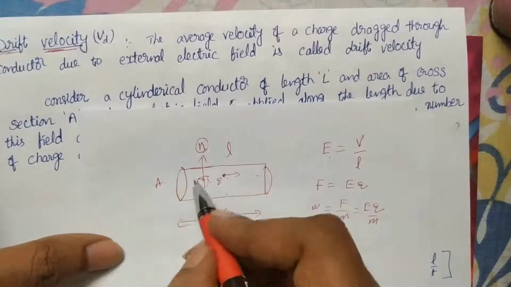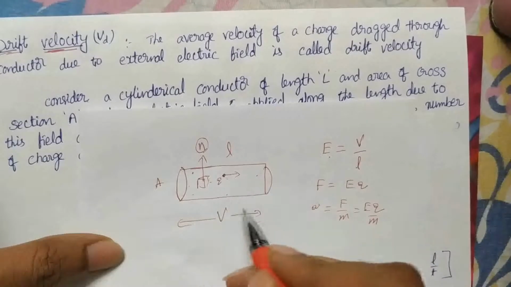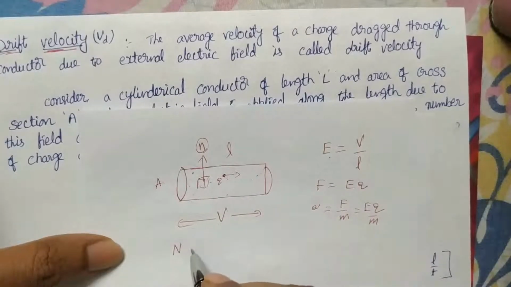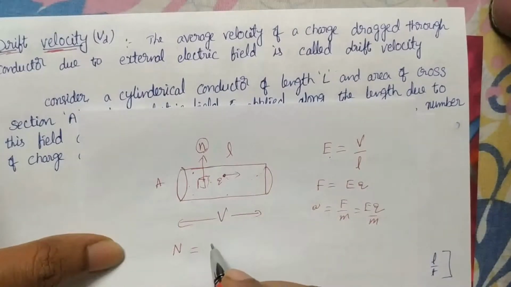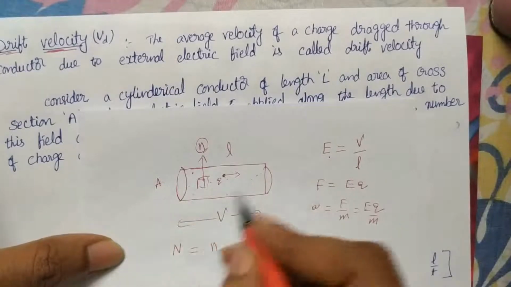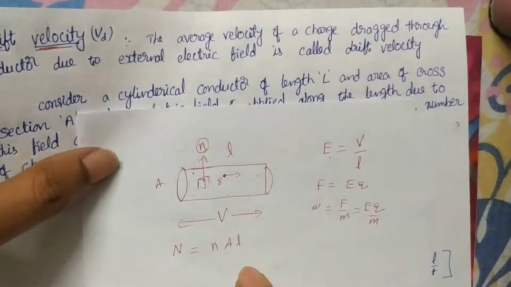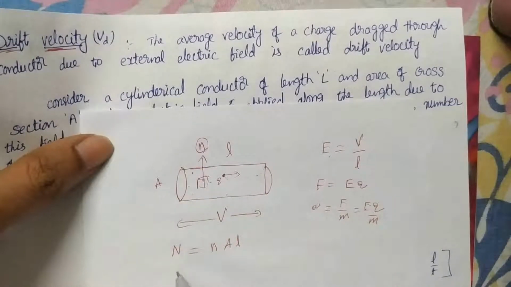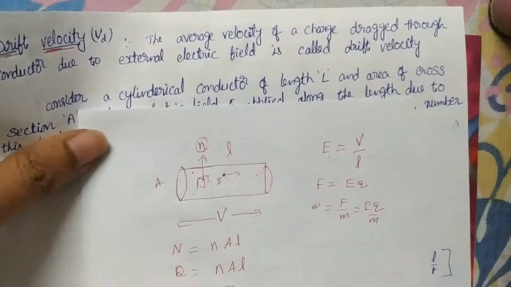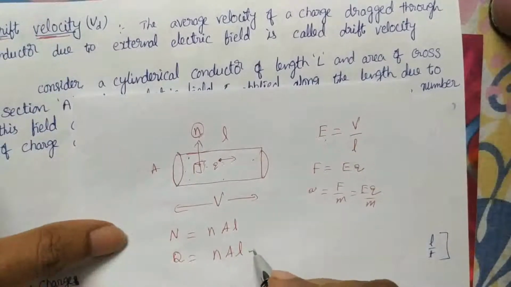So how many such charges are there in the whole material? The number of charges present in the material is N, the number per unit volume, and the volume of the conductor is area into length. This many charges are there. What is the total amount of charge? The total amount of charge is N A L, the total number of charges, into the charge of each one, which is e.